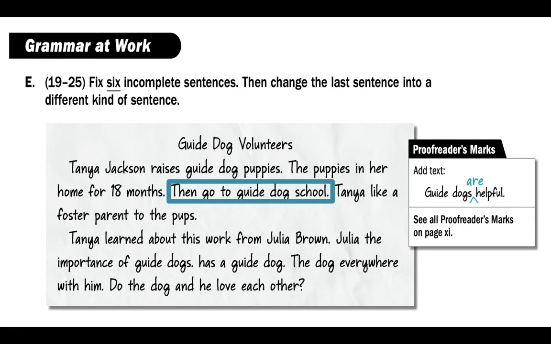Then go to guide dog school. Go is your action word in your predicate, but we don't know in this particular sentence whom or what is going. You needed to add the subject. You could have said the puppies, then go to guide dog school, then the puppies go to guide dog school, then they go to guide dog school, they then go to guide dog school. There are a lot of options that make sense. I hope you recognized that this sentence was missing a subject.